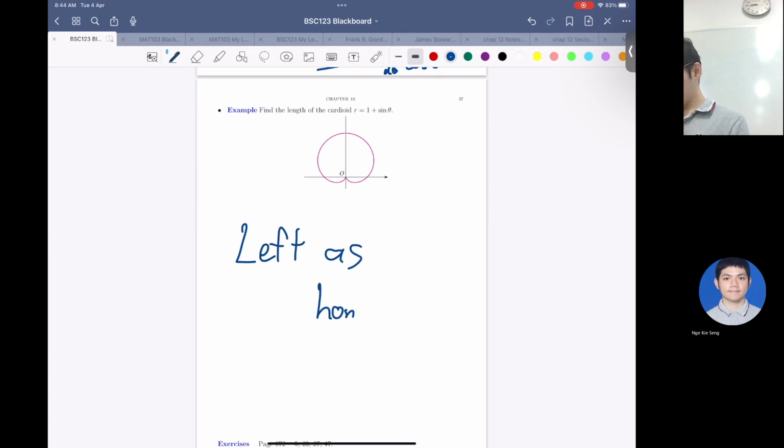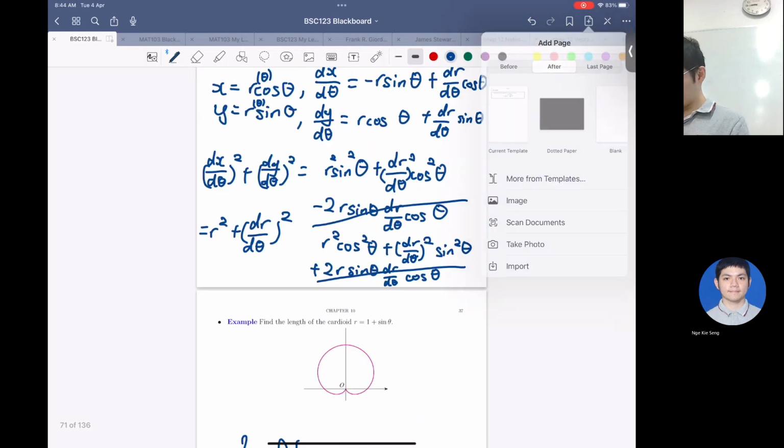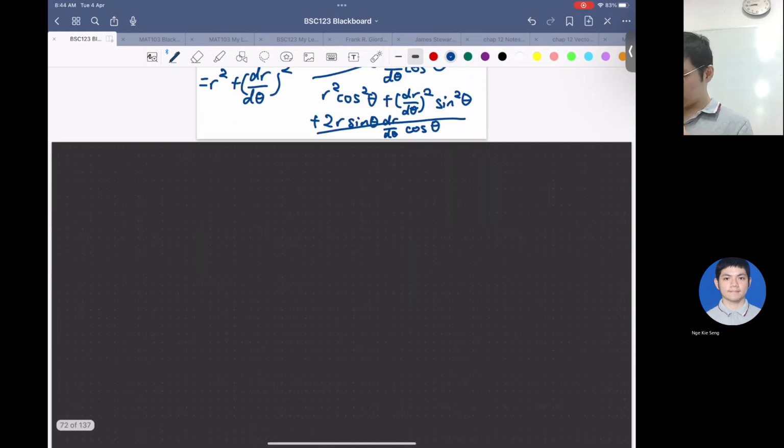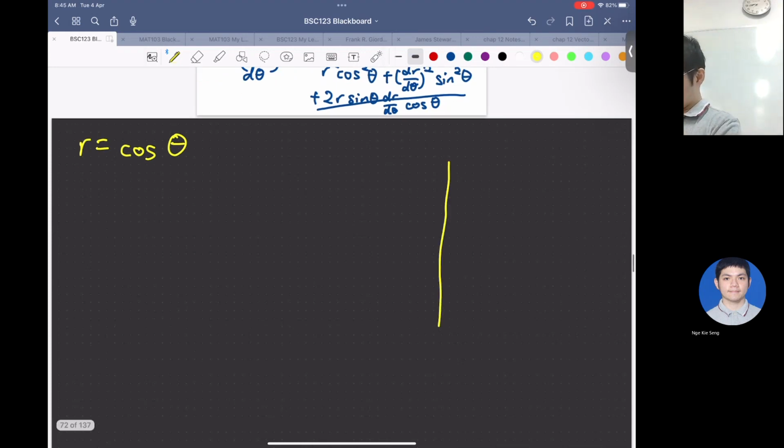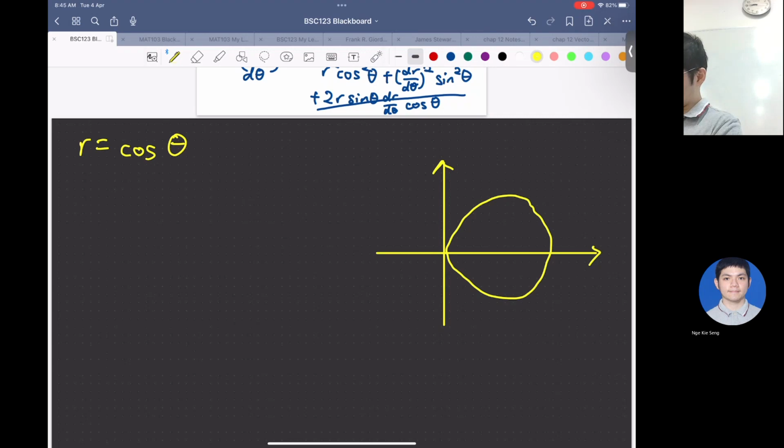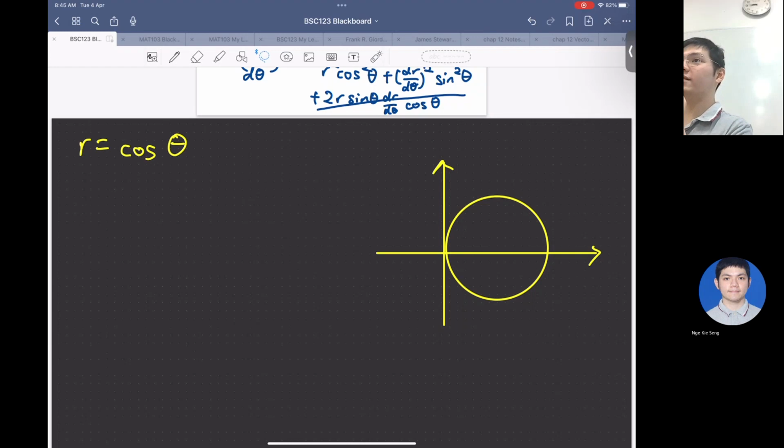Because even if you do this, it's not very inspiring for this cardioid. So let's do one example here. The example I pick is r equals cos theta. Anyone remember how to draw this? Let me see if it is the right example we're talking about. It is a shifted circle. Remember this?